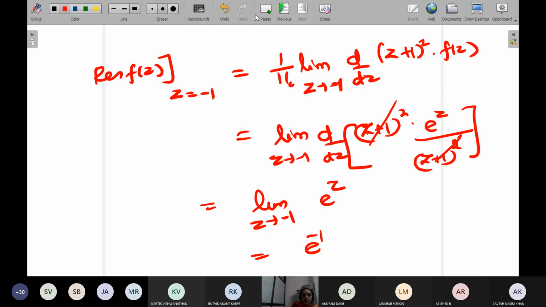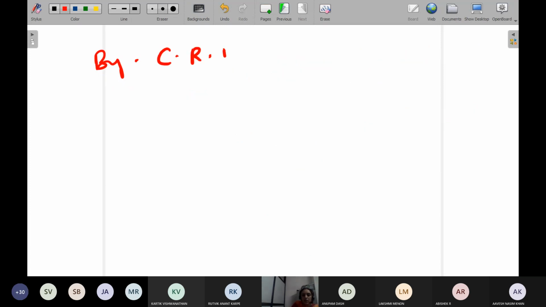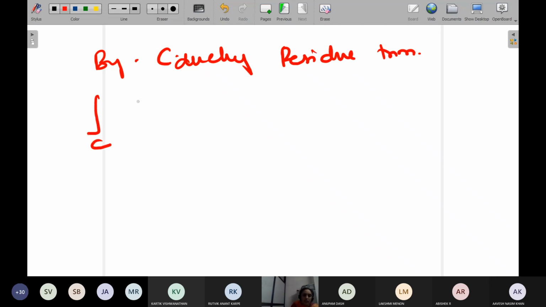So write down by Cauchy residue theorem. Please write down the full form. For the first problem, we can write down the full form. Cauchy residue theorem: integral over C of e power z divided by (z plus 1) the whole square into dz.